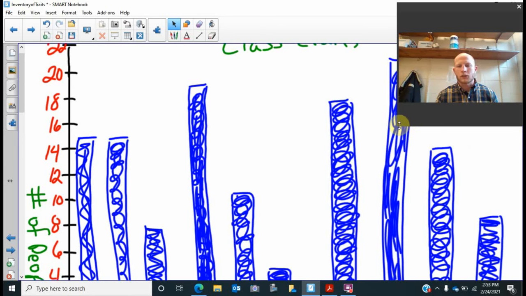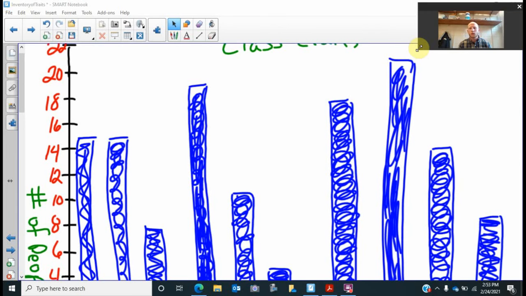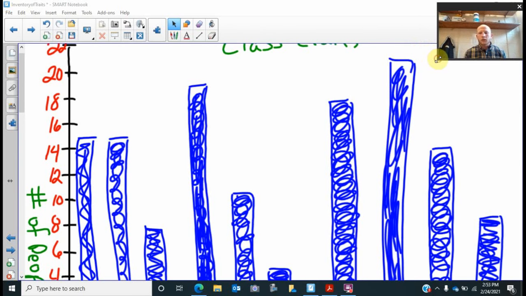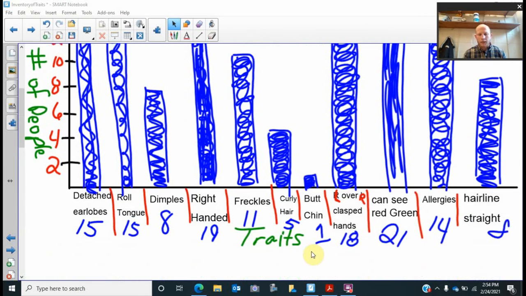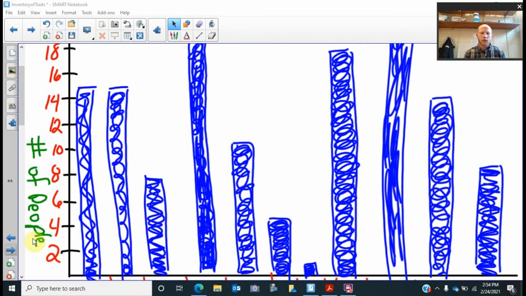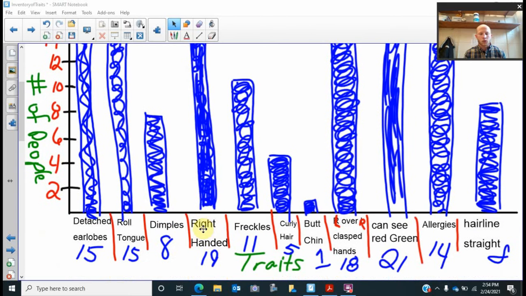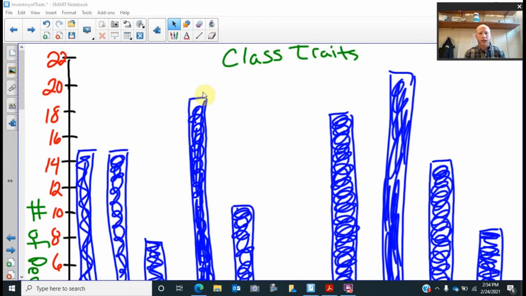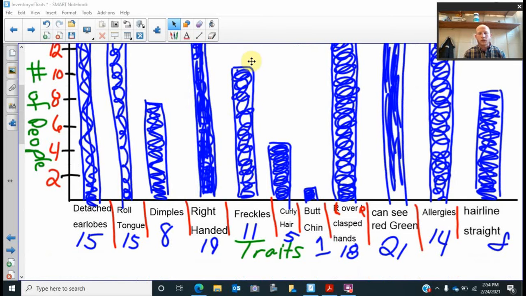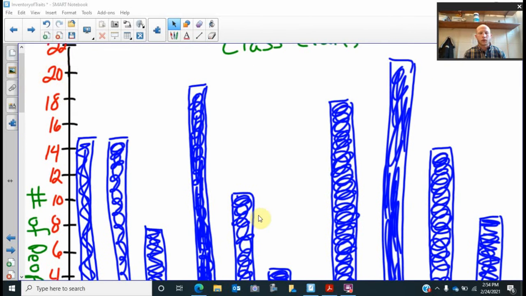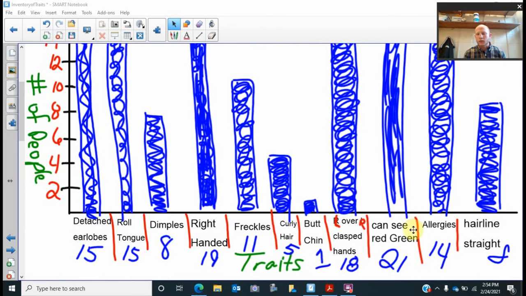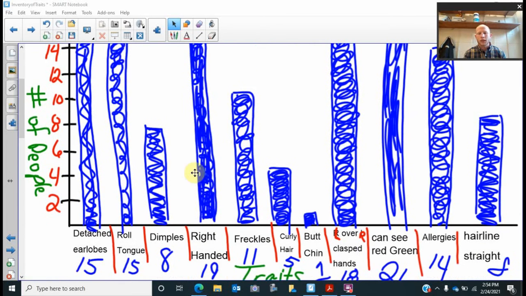So we did our class traits here. So what we did was we compiled all of the class data, okay, and we found that, this was second hour, 15 had detached earlobes, 15 could roll their tongues, 8 had dimples, right, 19 of us were right-handed out of 21, I think, in that second hour, 11 out of 21, so the max was 21 people that we had. 1% had a butt chin, stuff like that, okay, so we can see that stuff, which is pretty neat.